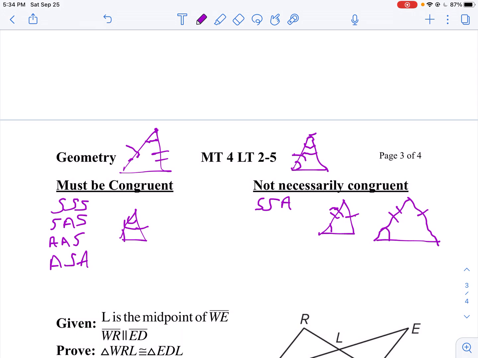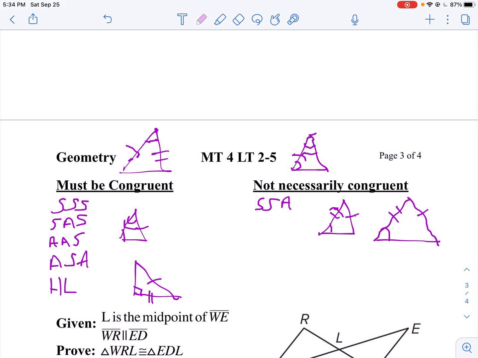We have a 5th one, which we call HL. And HL says if you have a right triangle and you know the hypotenuse and you know a leg, then if you draw another right triangle with that corresponding hypotenuse and leg, then you can use that. Notice that that's actually a special case of side-side angle. But the special case is because of the size of the angle that makes it work, since it's a right angle. You can't use HL unless you have a right triangle.